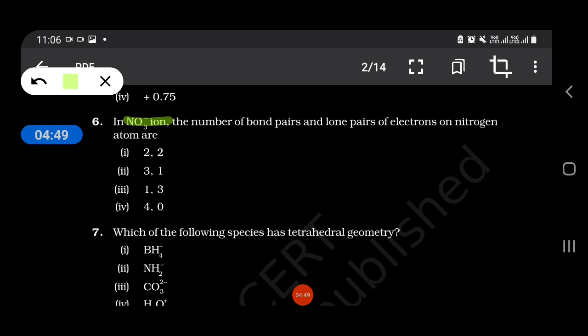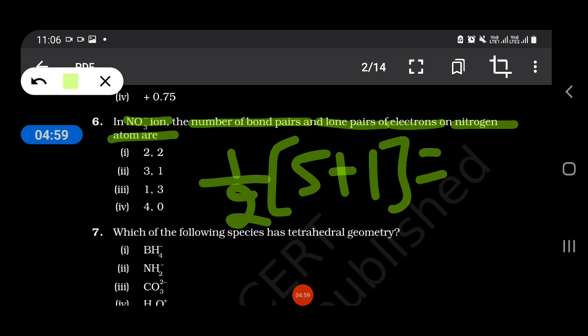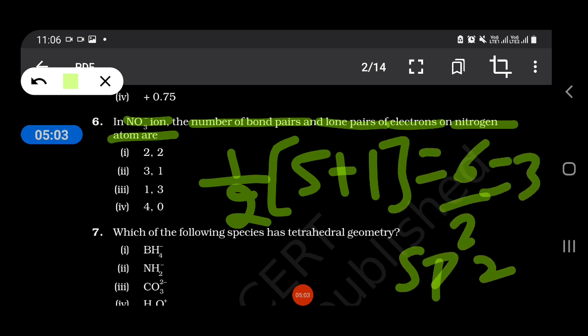In NO3 minus ion, the number of bond pairs and lone pairs of electrons on nitrogen atom are, so firstly we will do the hybridization. 5 plus 1 equal to 6 upon 2, that is 3, sp2. Okay, so sp2, and our answer is 4, that is no lone pairs are present on nitrogen atom, and the number of bond pairs is 4. How we can see, like this?